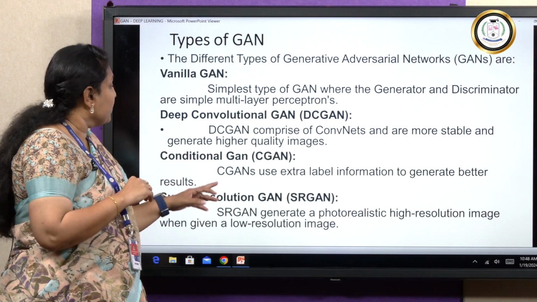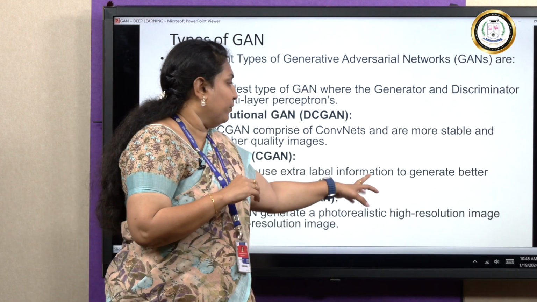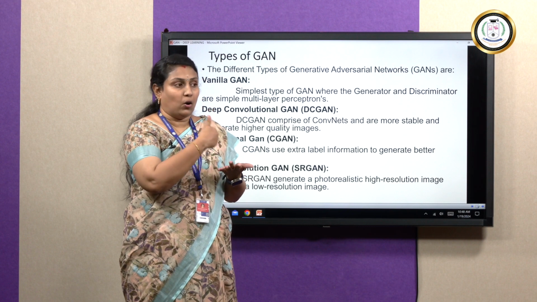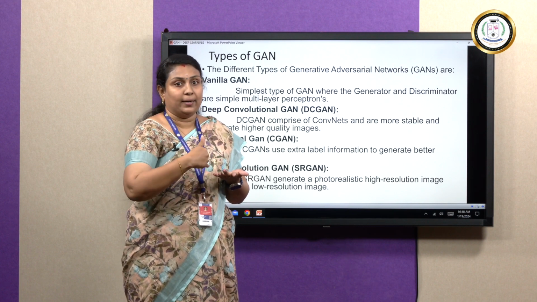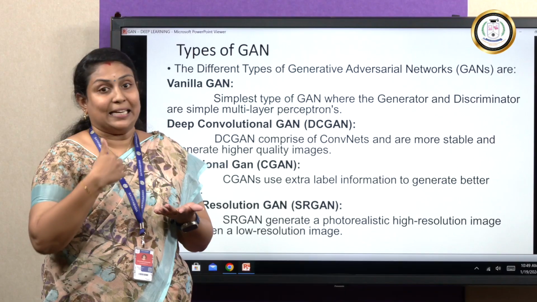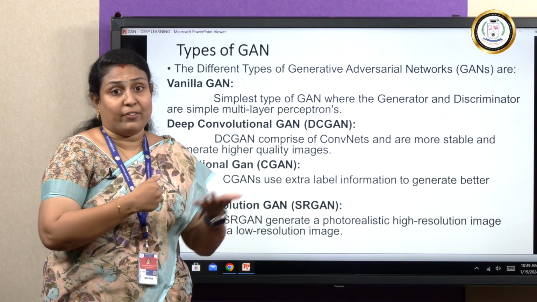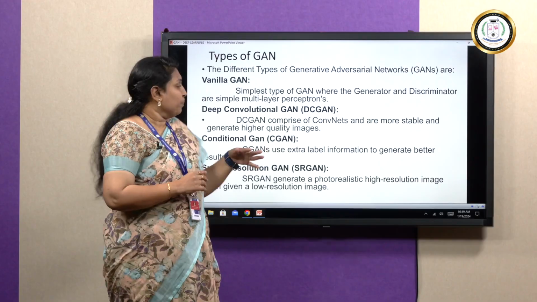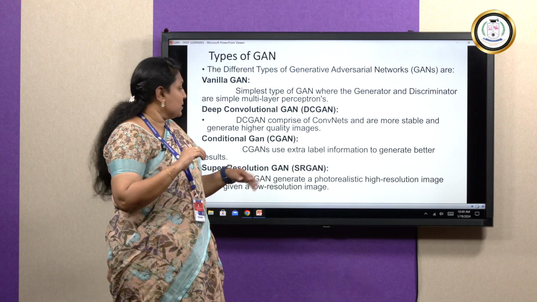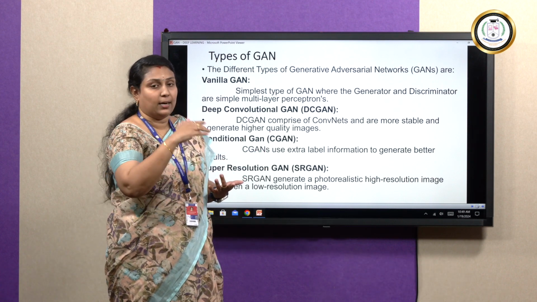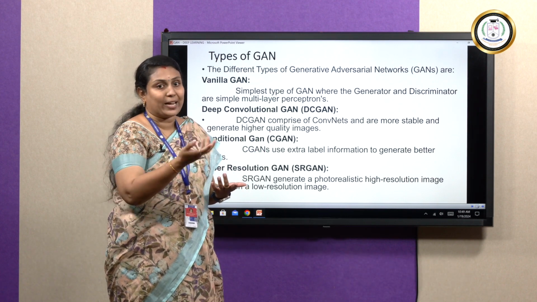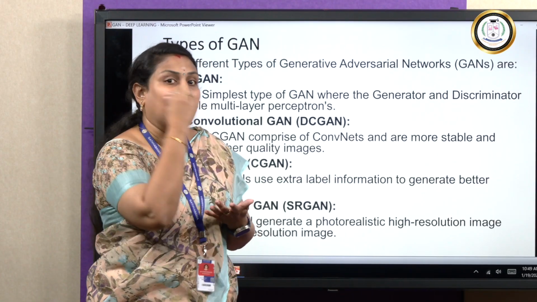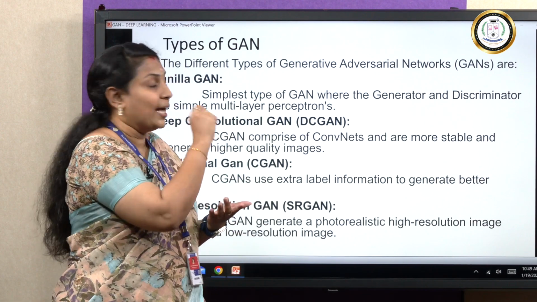Then conditional GAN. C GAN uses extra label information to generate better results. So here what is the label? Already we have used some label data, that is G of x and D of x. That is G of x which will be identified as generator, and D of x will be represented as discriminator. Here we are using a third one, that we can label as Z, like we can use Z of x also to get the output. So the extra label information is nothing but additional data, which we can assume as Z.